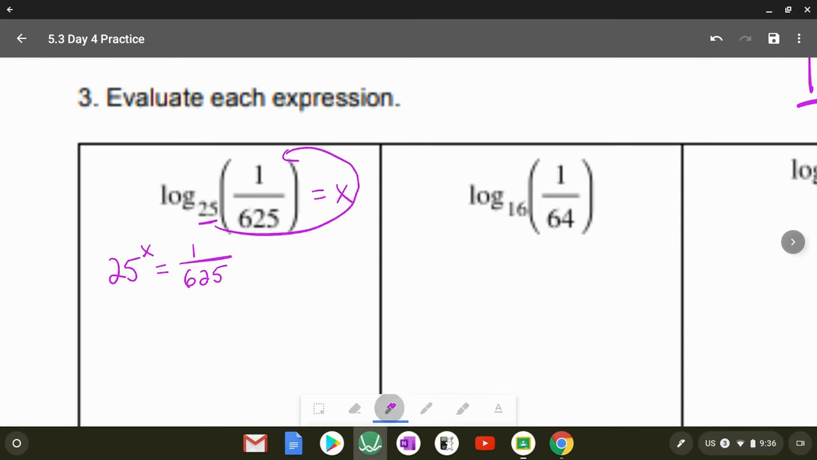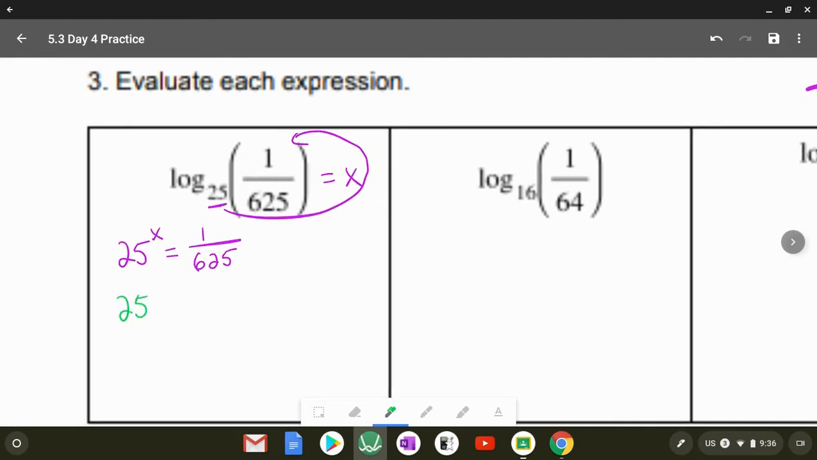Now that we have this set up, we can go ahead and change the base so that the bases match. Luckily for us, we know that 25 squared is 625. And since it's in the denominator, we can make it a negative. Now that the bases match, we can set the exponents equal. And the nice thing about this is it's already got x by itself. So this is stating that the log base 25 of 1 over 625 is equal to negative 2.